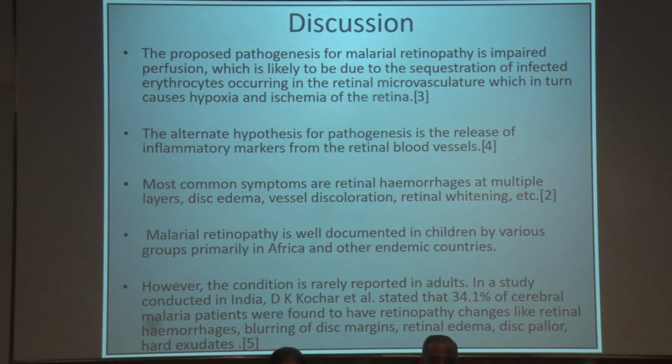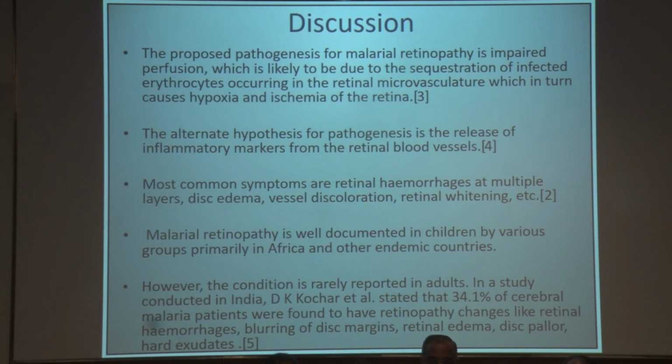Moving on to the discussion part, the proposed pathogenesis of malarial retinopathy is impaired perfusion, which is likely due to the sequestration of infected erythrocytes occurring in retinal microvasculature, which in turn causes hypoxia and ischemia of the retina. The alternate hypothesis for pathogenesis is the release of inflammatory markers from retinal blood vessels. Most common findings are retinal hemorrhages at multiple layers, and other findings are disc edema, vessel discoloration, and retinal whitening.